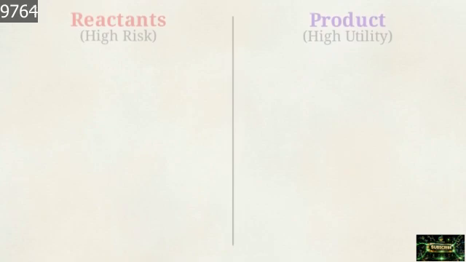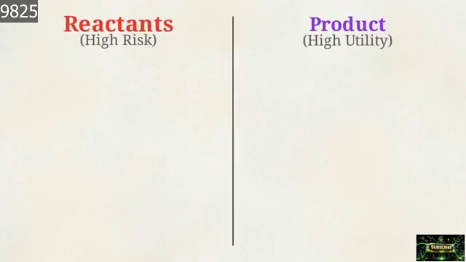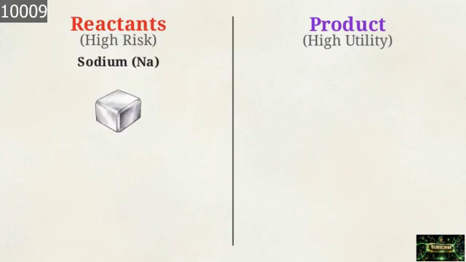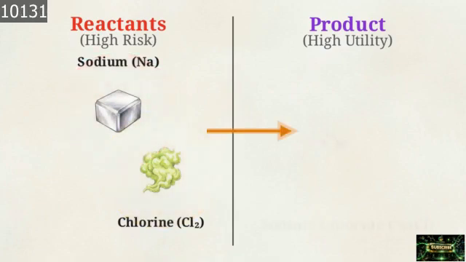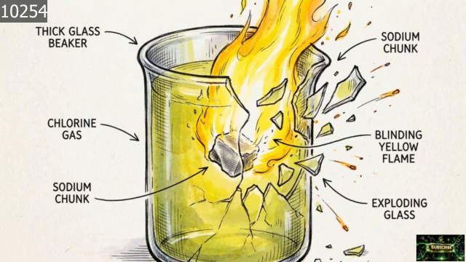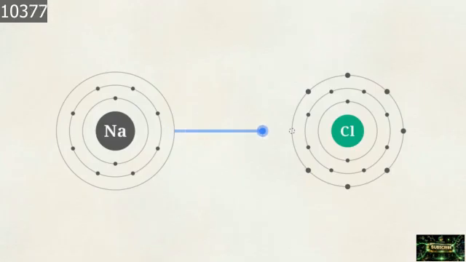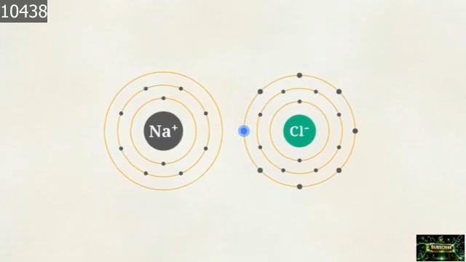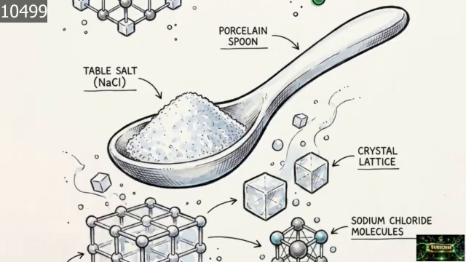We can evaluate these risks by comparing lethal reactants on the left with the stable, everyday products they create on the right. For reaction number 3, look at explosive sodium metal and pure poisonous chlorine gas. Combined, these two deadly substances yield ordinary table salt. Drop the metal into the gas and you get a violent, blinding yellow flame, as an electron is forcefully transferred from the sodium to the chlorine. Once that volatile transfer finishes, the resulting compound is completely harmless to consume.